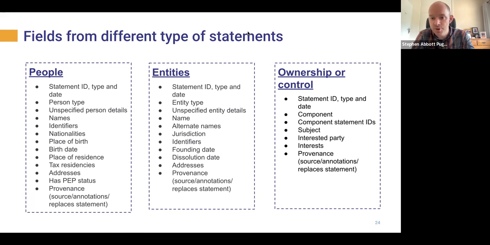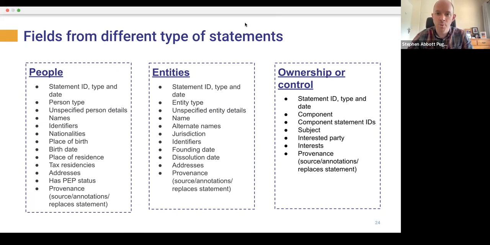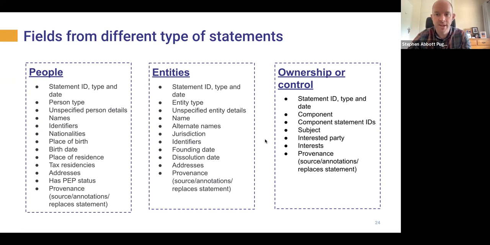And in terms of ownership or control, what we advise people to gather is the subject: what is being owned or controlled? The interested party: who is it being owned or controlled by? And then the interest: what ownership or control interest do they have? Do they have 50% of shareholdings? Do they have 75% of the voting rights? Are they a beneficiary of a trust, etc.? That can all be captured in what we call interest, the detail, the exact information about how those people own or control those entities.